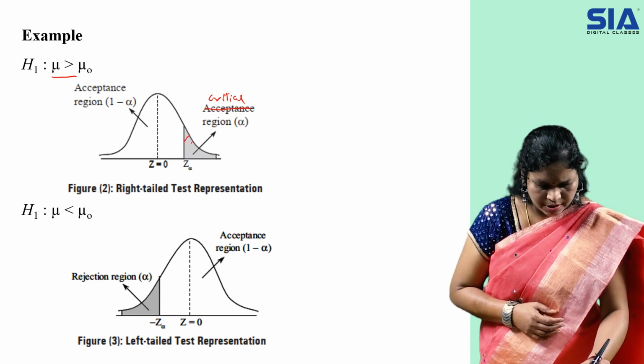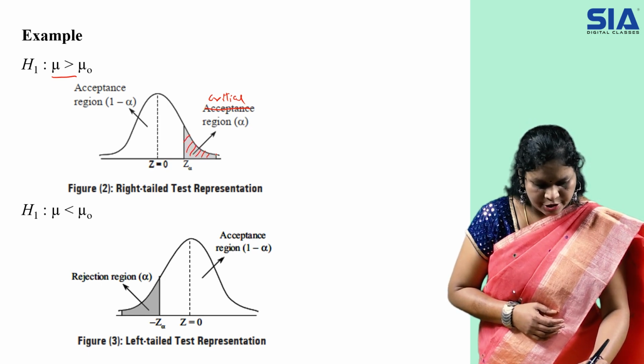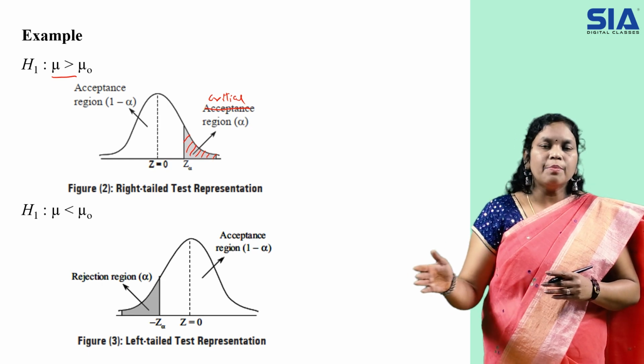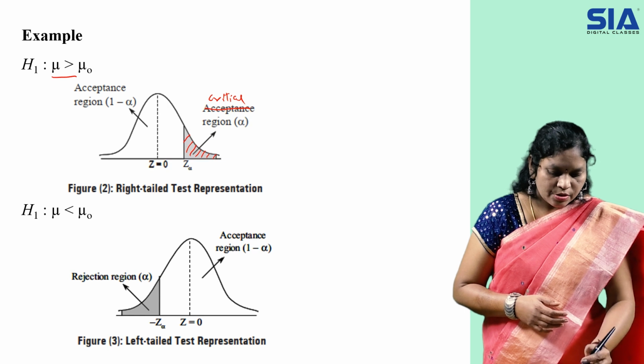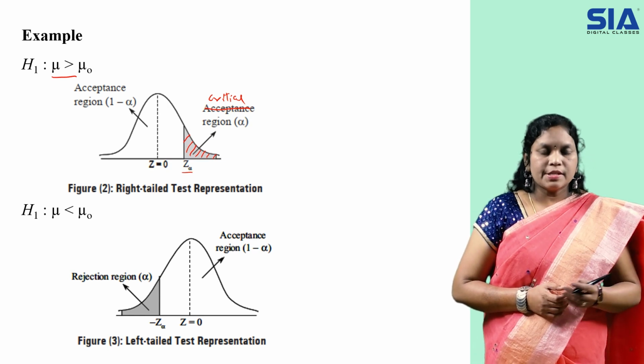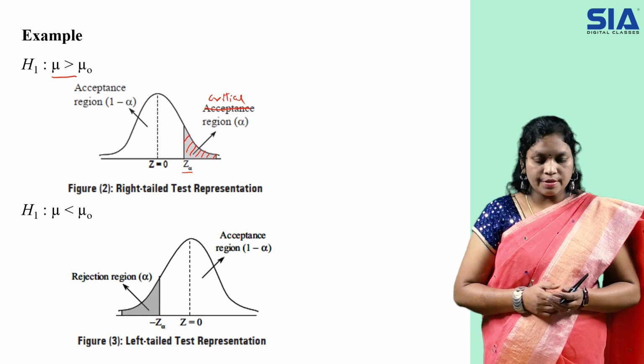Check it out, this is the shaded part we have. This entire shaded part is done on the right side. For that reason we named it a right tailed test. Z alpha is the critical value that you will get in the test. So that is your plotting to the right.